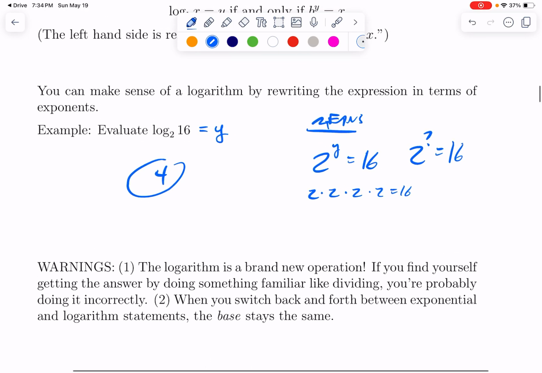So just a couple of warnings. Logarithm is a brand new operation. Sometimes people will look at this and they'll just say, oh, how many times does 2 go into 16? And they wind up dividing and saying 8. This is not division. Really make sure you are pausing to think, what power do I have here? Feel free to write out something like this. Really remind yourself of its meaning. Do a little computation if you have to. And the thing that makes things a lot easier is remember when you're switching back between logarithms and exponential forms, the base is always the same. So it's the other things that switch roles, but the base is the same.